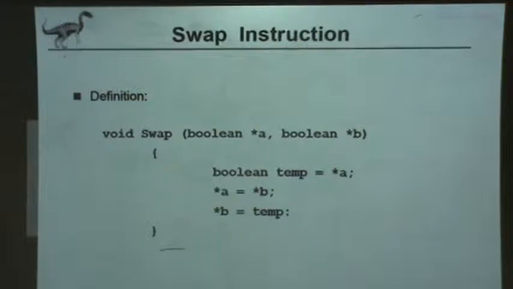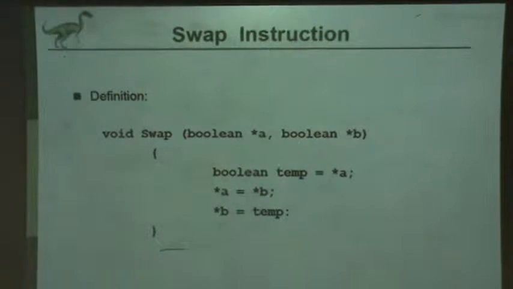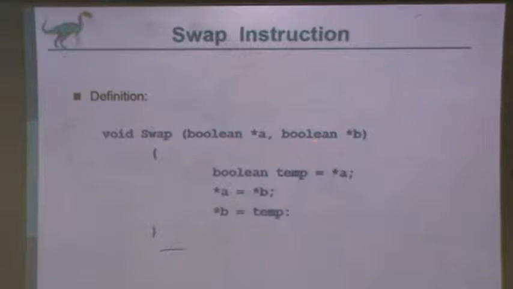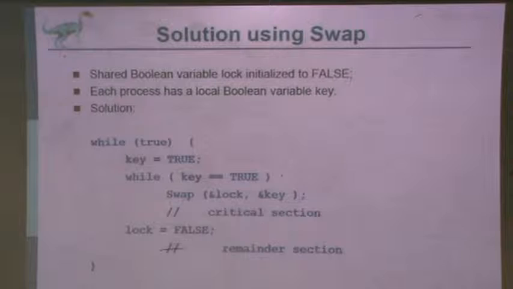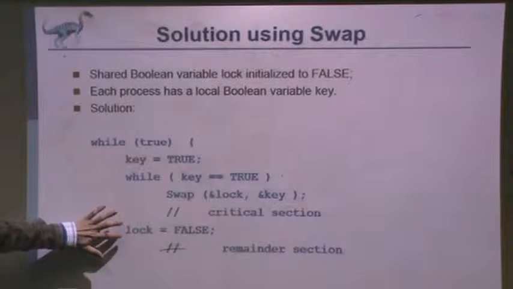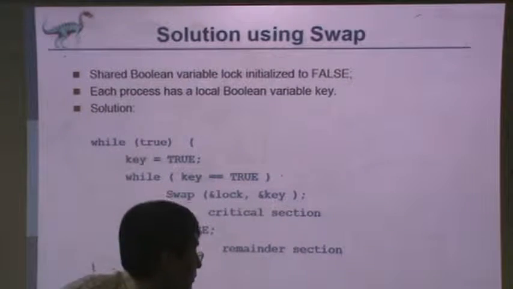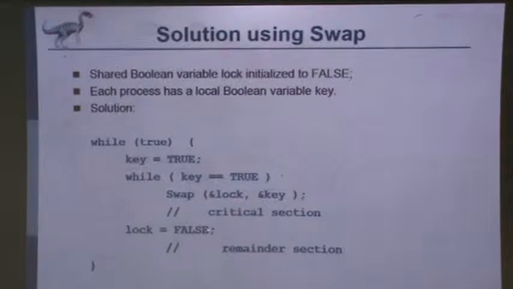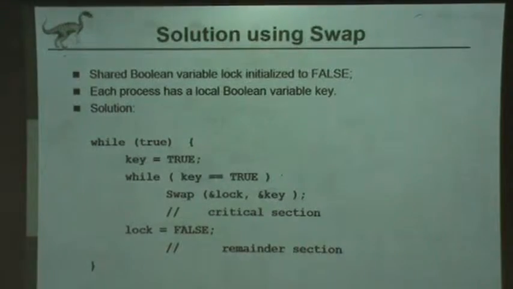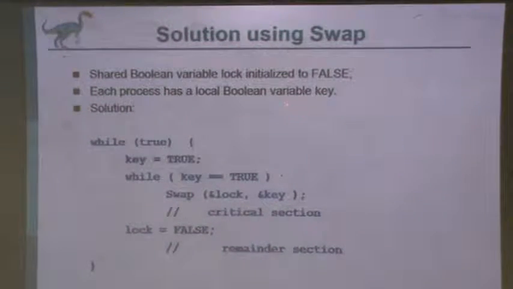Another one is the swap instruction, which I don't have to explain much. The meaning of the swap instruction is exchanging two values. So this is another solution. We have the entry section and the exit section. For the entry section, we have the key. Lock is a global boolean, initialized as false, and each process has a local boolean variable, key. We have the lock, which is a global variable, and the key, which is a local variable.